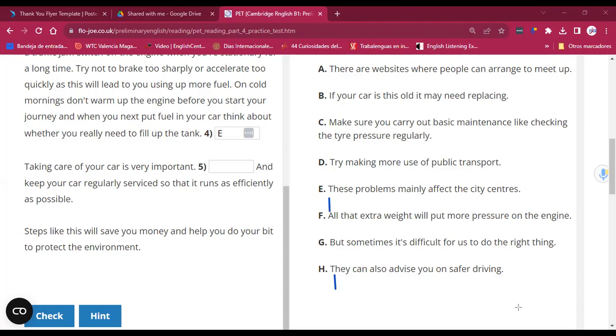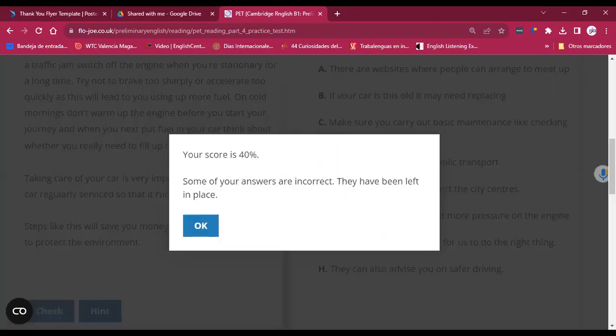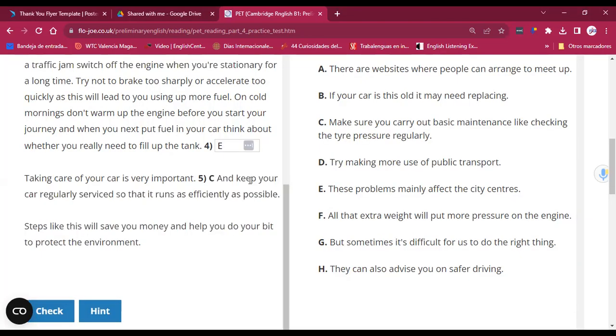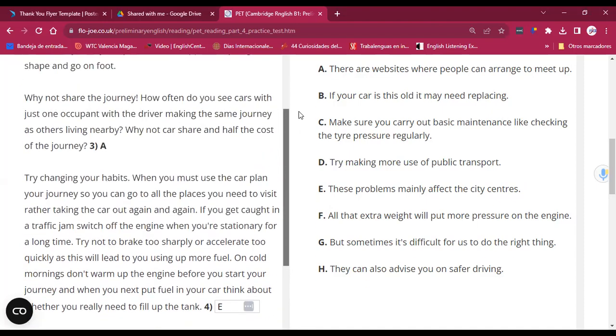Letter C. So we have two letter Cs. So it should be letter C. Okay, the second letter C. Let's check. Again, the mistake is in letter E.